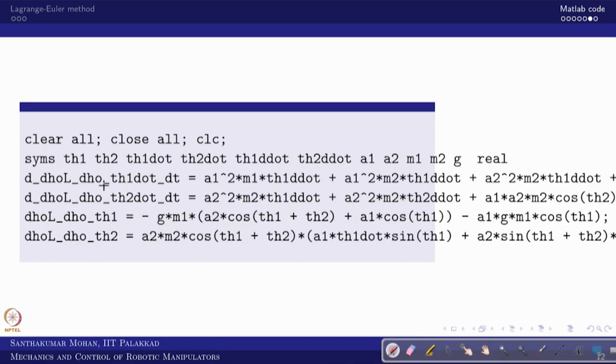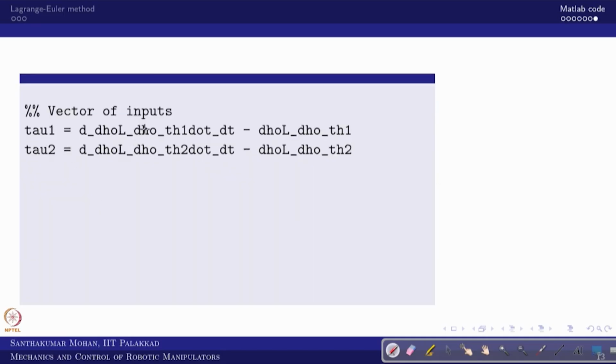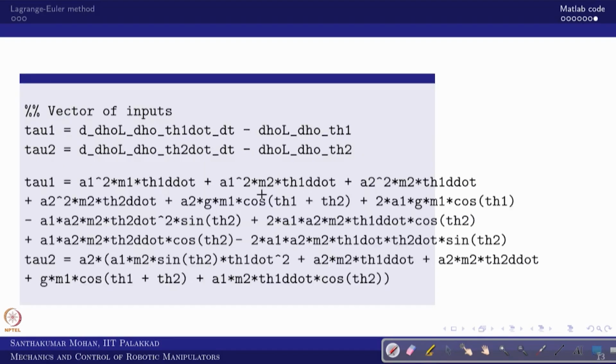So you know dou L by dou theta 1 dot. Then I can take the time derivative also. I have taken d by dt of dou L by dou theta 1 dot, and this is dou L by dou theta 1. So this minus this would give tau. This is what we have taken. So now tau 1 and tau 2 we have obtained. These are the bigger equations which we have obtained.